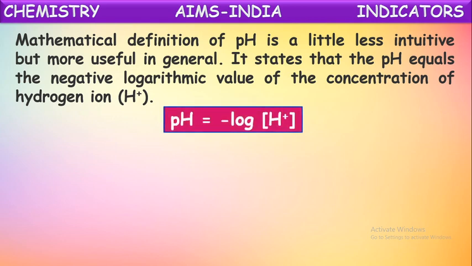Mathematically it is represented like this. pH is equal to minus log of H plus ion concentration. So if we know the H plus ion concentration of a solution, then we can find out the pH of the solution by using this formula, minus log of H plus ion concentration. If we know pH value, then we can determine its exact quality, either it is acidic or basic, or the strength of its acidic nature or basic nature also we can determine.